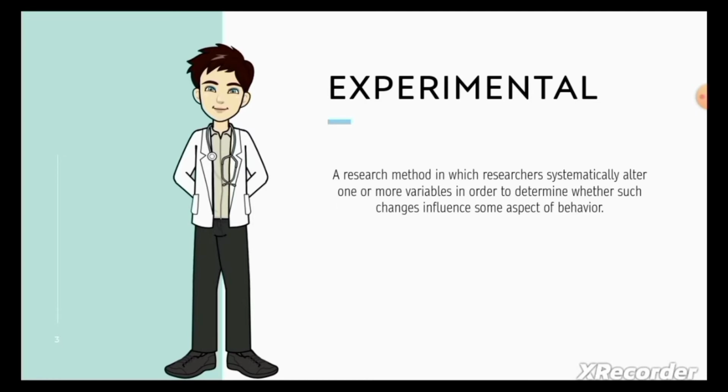Experimental method is a research method in which researchers systematically alter one or more variables in order to determine whether such changes influence some aspect of behavior or not. Now let's try and understand experimental method with the help of an example.